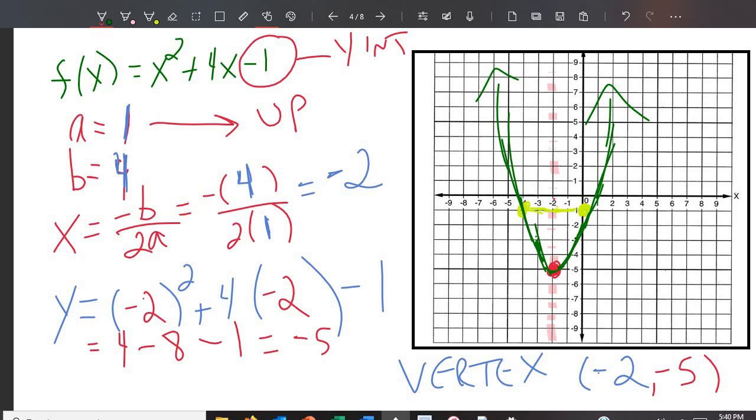So you're finding A and B. You're determining if it goes up or down. You're finding X using this little formula. You're finding Y by plugging it back in. Then you're just going to sketch it out using the vertex.